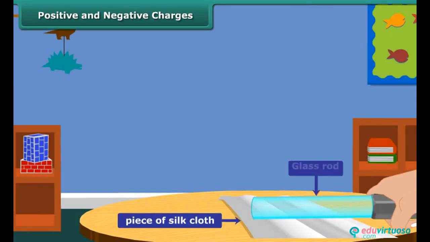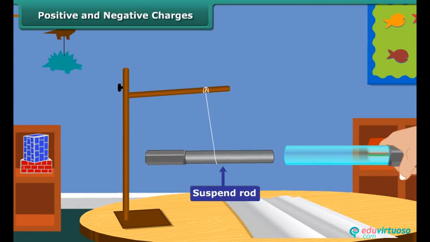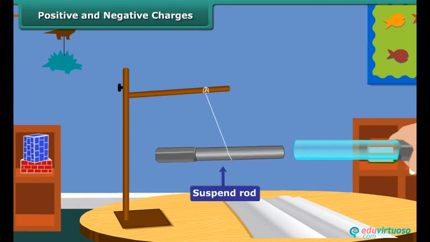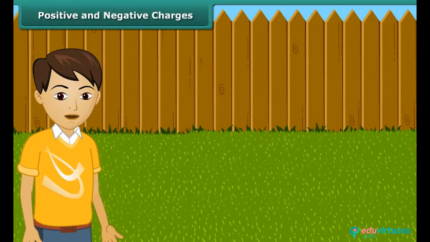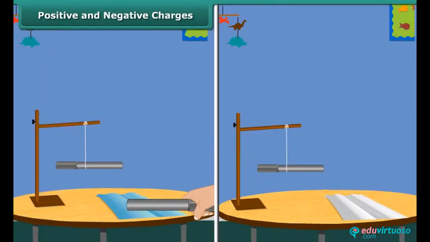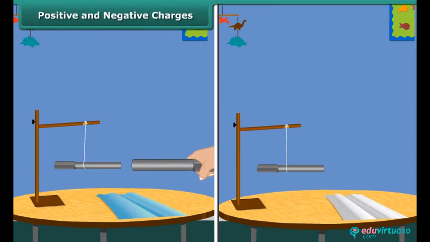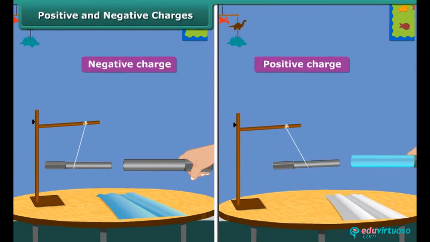Now take a glass rod and rub it with a silk cloth. Bring this glass rod close to the charged suspended ebonite rod. What do you observe now? The suspended ebonite rod comes closer to the glass rod. The charges produced in the ebonite and the glass are different in nature. These two kinds of charges are called positive and negative charges.